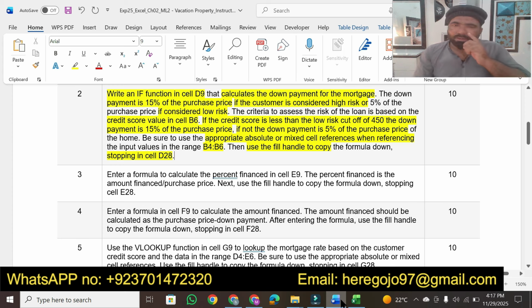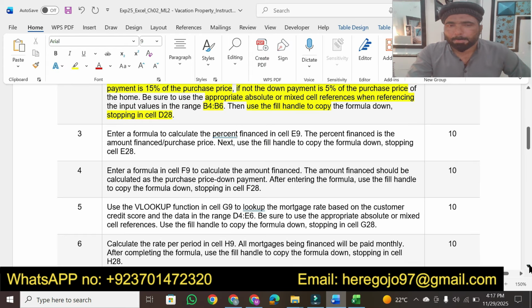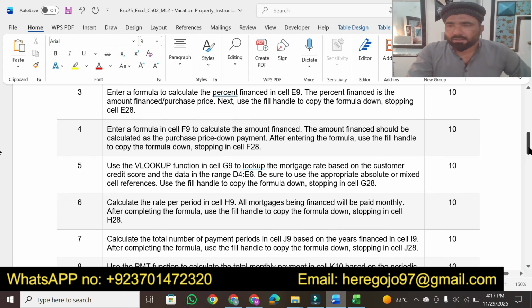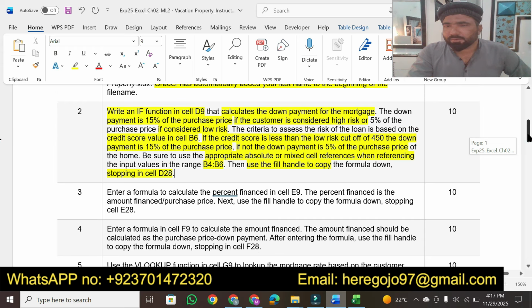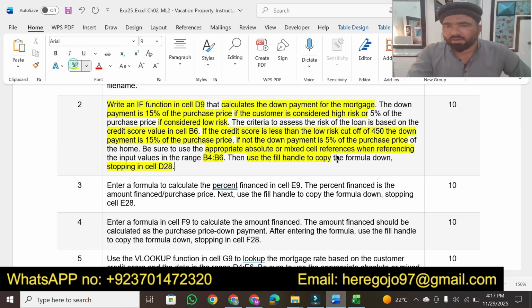Question number two is quite a big one. We have to use the IF function and pass different values according to the instructions and we get the result. Okay, so after solving question number two, now we are moving toward question number three. Remember that question number two is a big one, 10 marks out of 100, meaning it's quite a big question.